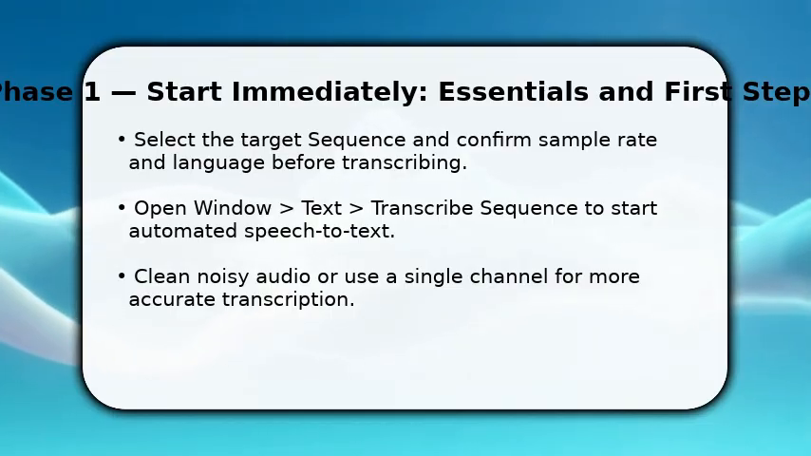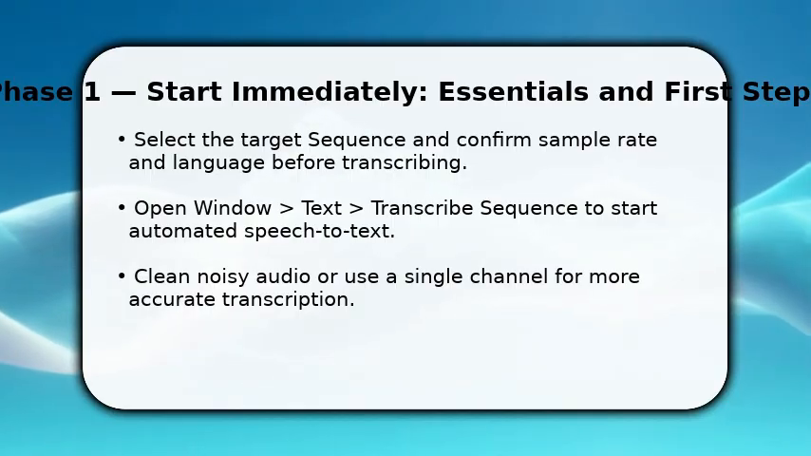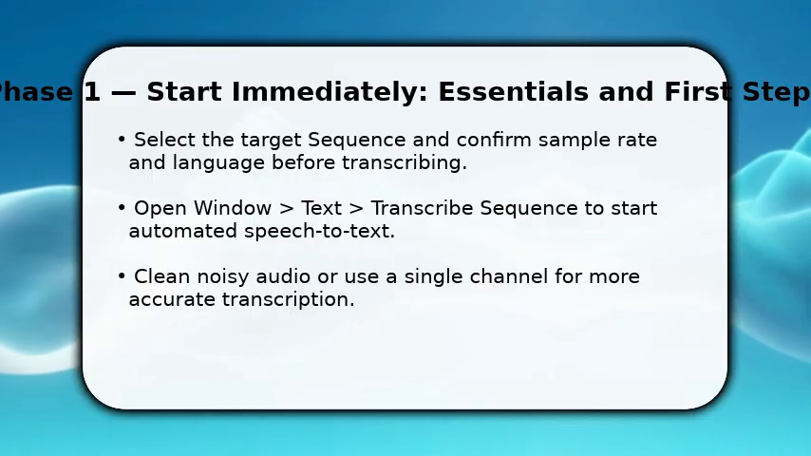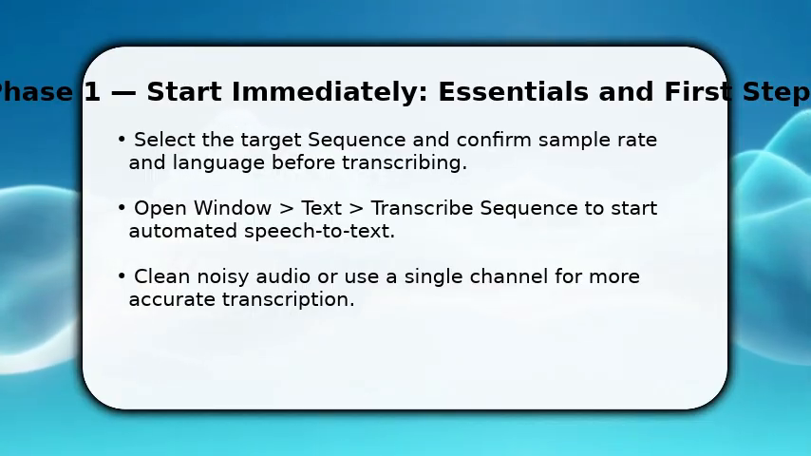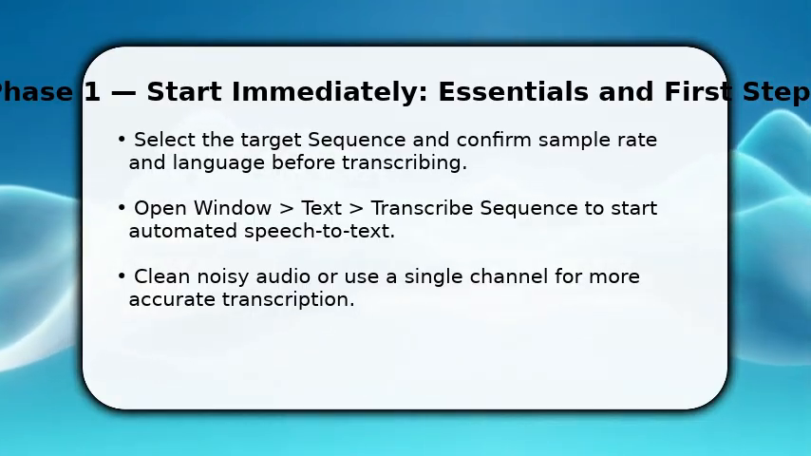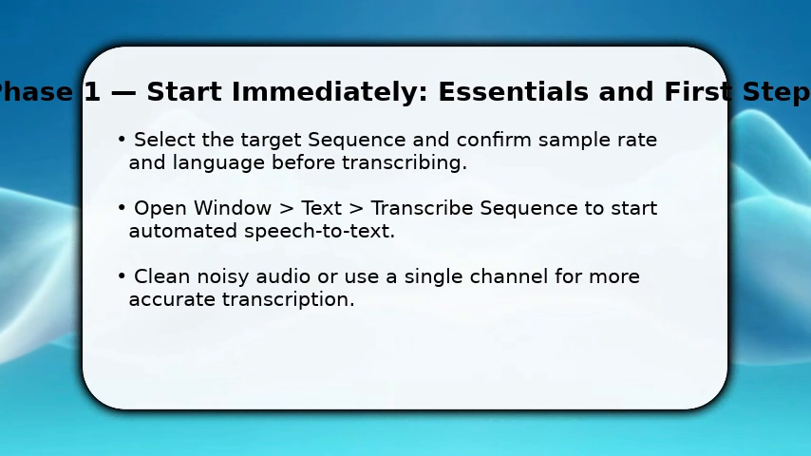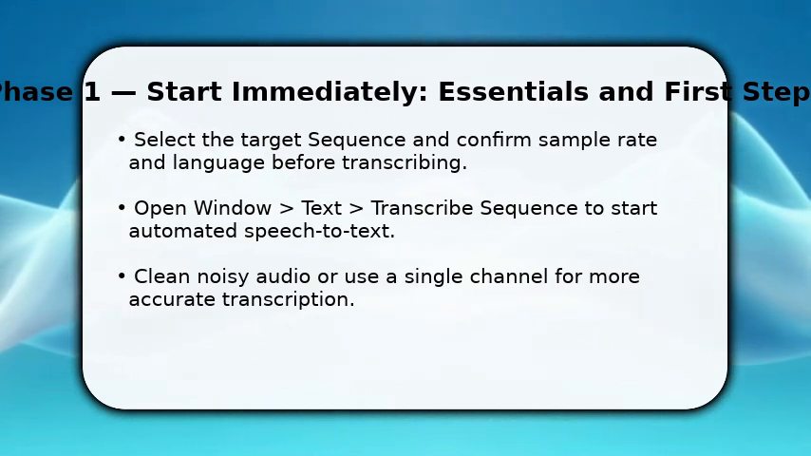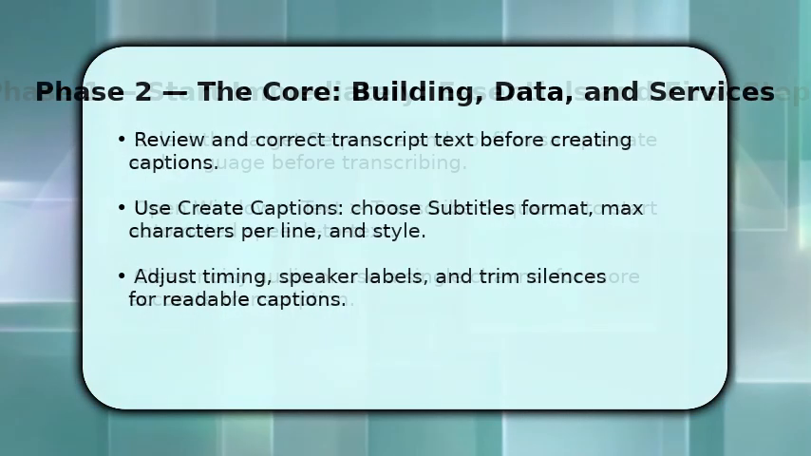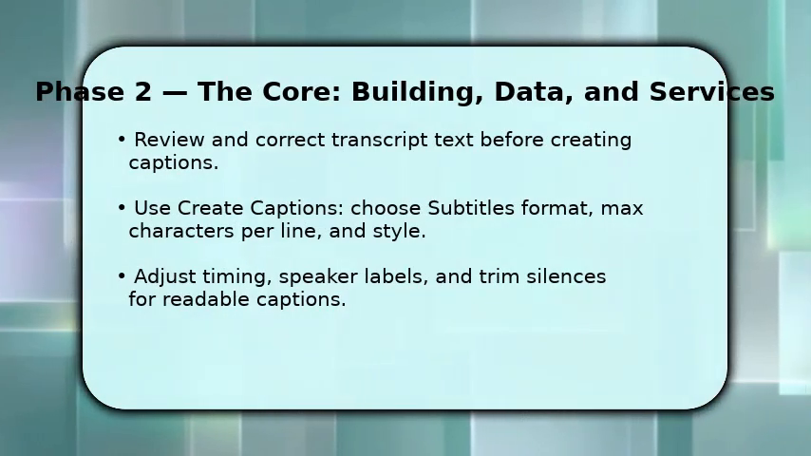In the dialog, set the language, enable detect speakers if needed, and pick the correct audio track. This initiates Premiere Pro's speech-to-text process, which creates the raw transcript and timing data you'll refine next. Once the transcription completes, you'll see the raw text aligned to timecodes. Review it and correct obvious errors because the captions inherit that text.